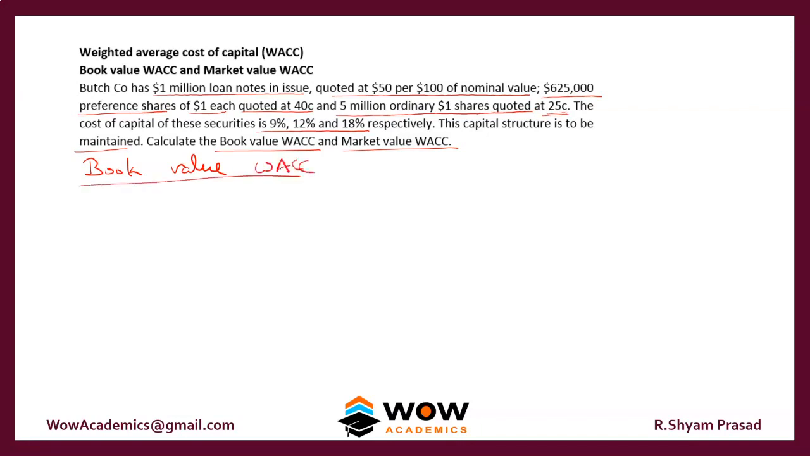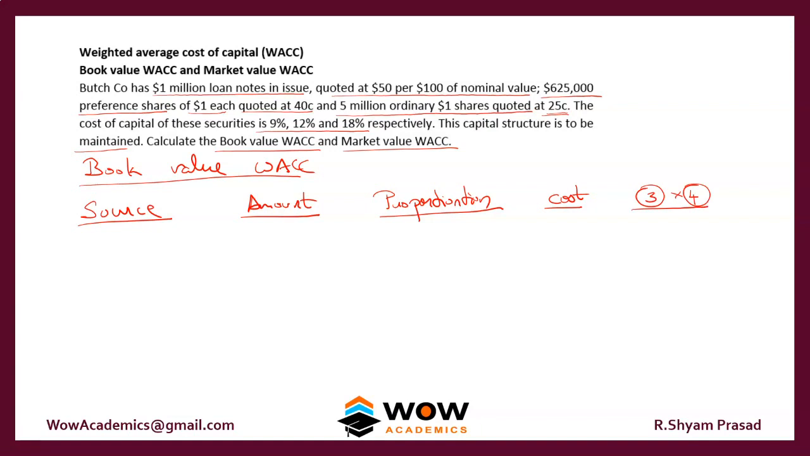So we'll do a table for this. The table would have the source of capital, then we need to find out the amount of capital, then the proportion of capital, then the cost of it. Then we multiply the third and the fourth column together and we get this column's answer. So we'll start from the first one, as per how it's given in the question. We'll start from the loan.